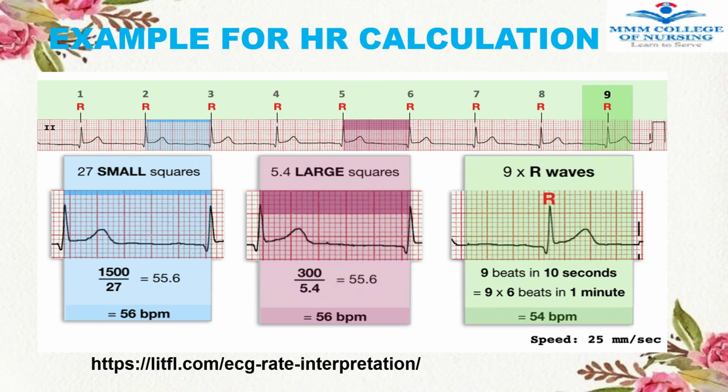Since we have taken the count for 10 seconds, they have multiplied that number by 6, because we need it for 60 seconds. For that reason, they multiply this number 9 by 6 to get the heart rate over 1 minute. That number shows approximately 54 beats per minute. I hope you have understood the concept behind the heart rate calculation.